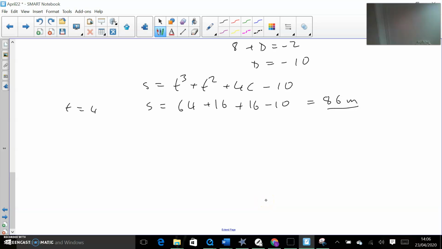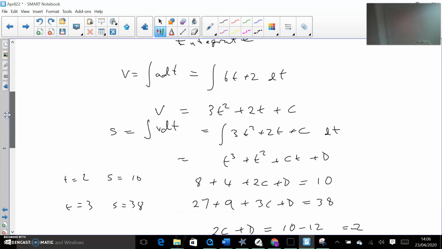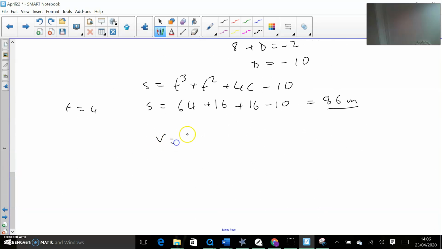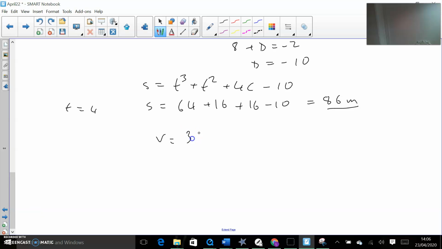And also we need to find the velocity when t equals 4. Well, to get the velocity, we can go back to our value of v, 3t squared plus 2t plus c. So v is 3t squared plus 2t plus 4, and so when t equals 4, v equals 3 times 16 plus 2 times 4 plus 4, 48, and 8 is 56, plus 4 equals 60 meters per second.